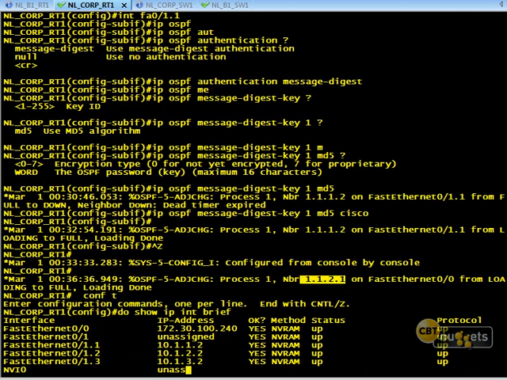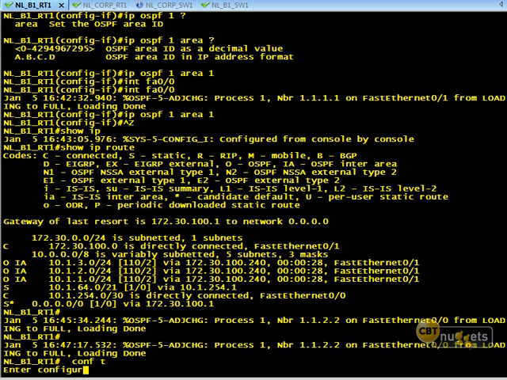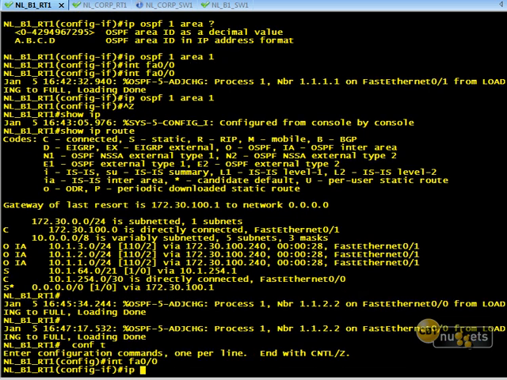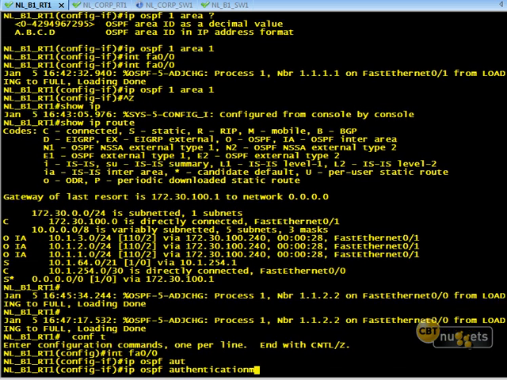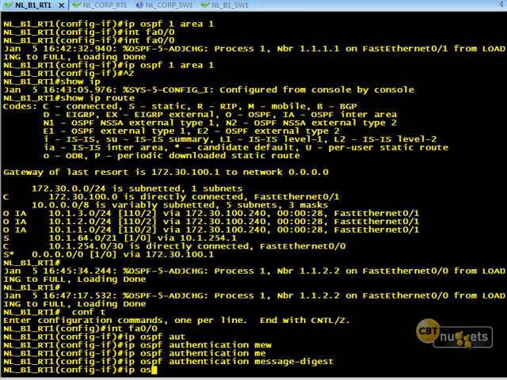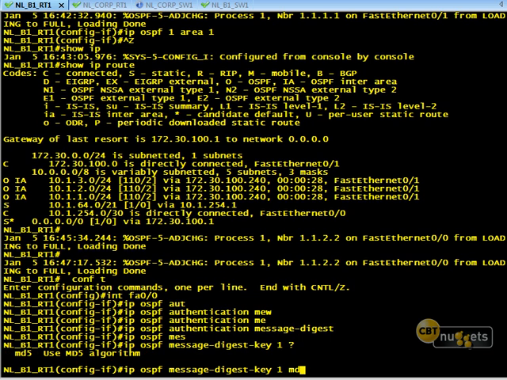Now you see why I like this command, right? Oh, wait, wrong router. I'm on. See, I'm getting in a rush. I'm going to mess something up. Actually, both interfaces need authentication. So let's do interface FA0/0, IP OSPF authentication message digest. IP OSPF message digest key 1 MD5 Cisco.